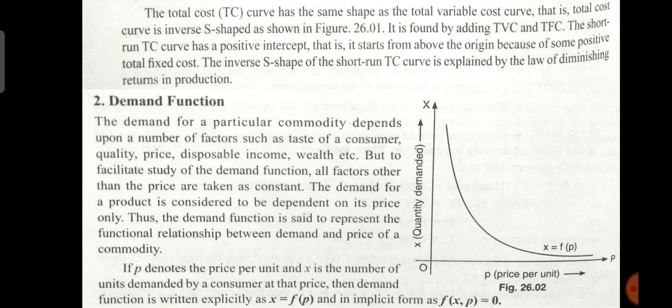So the curve is also given there, with the P axis and the X axis. The P axis is the price per unit axis, and the x-axis is the number of units demanded. So the quantity demanded and the price per unit have an inverse relationship. So this is the curve.